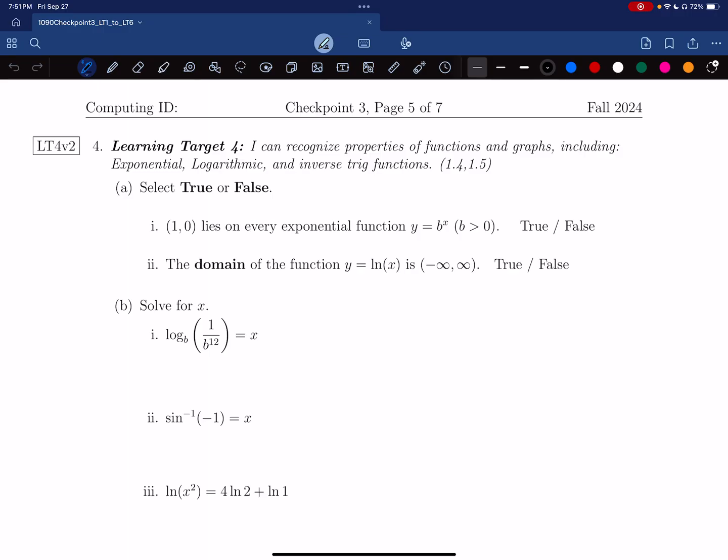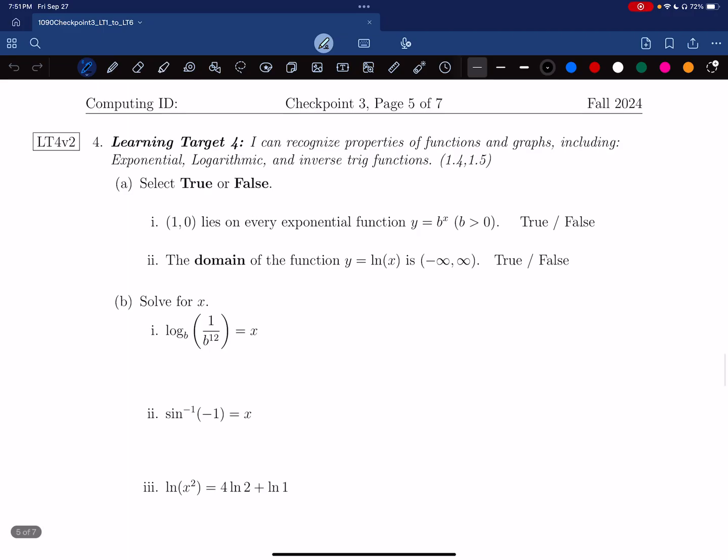So the first one, part I, says that the point (1, 0) lies on every exponential function y is equal to b raised to the x power, where b is going to be a positive number. For this one, we have a point and we have an equation. So you can always just plug in points to decide if it's true or false. We know that b is any positive number. Let's just say that b is equal to 2.